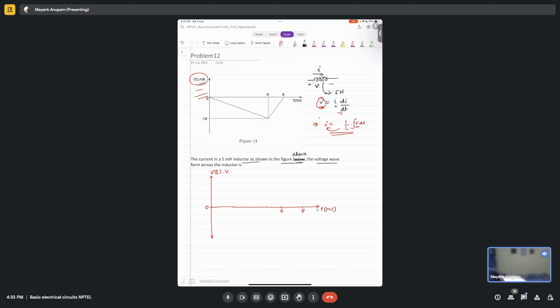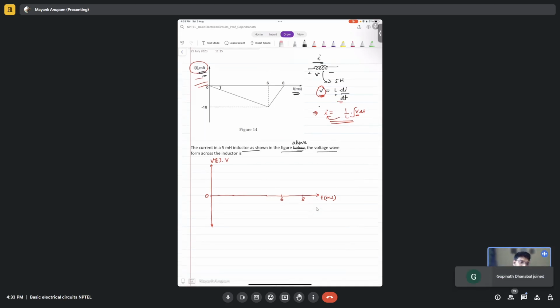Okay, so what is the time derivative of a straight line? This is the current and this is the time, right? So you just need to take the derivative. This is the rate of change of the current with respect to time, or in other words, the slope of this particular line, right? And what is the slope? Slope is y2 minus y1 divided by x2 minus x1, right? That is what slope is.